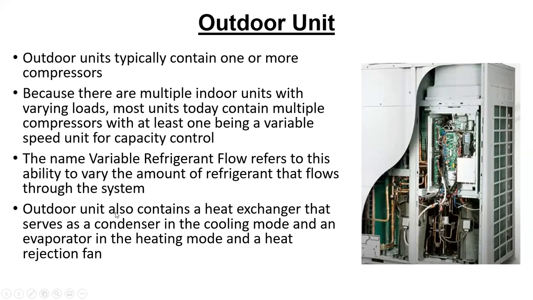The name variable refrigerant flow refers to this ability to vary the amount of refrigerant that flows through the system. Outdoor unit also contains a heat exchanger that serves as a condenser in the cooling mode. So just remember your refrigeration system. You come out of your compressor, if you're making air conditioning, cooling, and you go through a condenser, you condense it at high pressure, you go through an expansion valve, you get mostly cold liquid, and you put that into an evaporator and you evaporate it, and you get air conditioning. So this outdoor unit has this heat exchanger, and it's the condenser in cooling mode, or it could turn into an evaporator in heating mode.